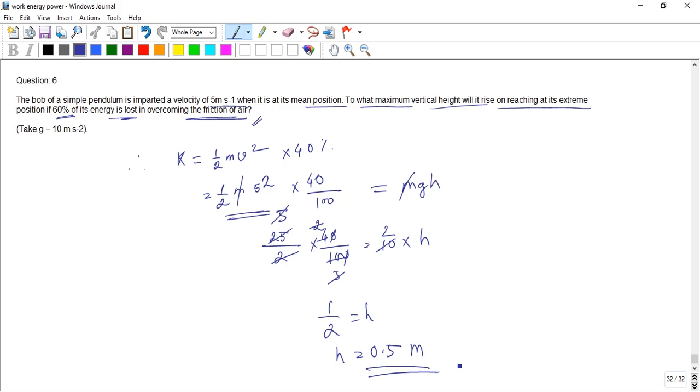Very easy. Okay. Basic numerical. So you complete chapter 2. Okay. If any doubt in any portion, put it in the comment section. I will try to give the answer. Okay. Thank you.